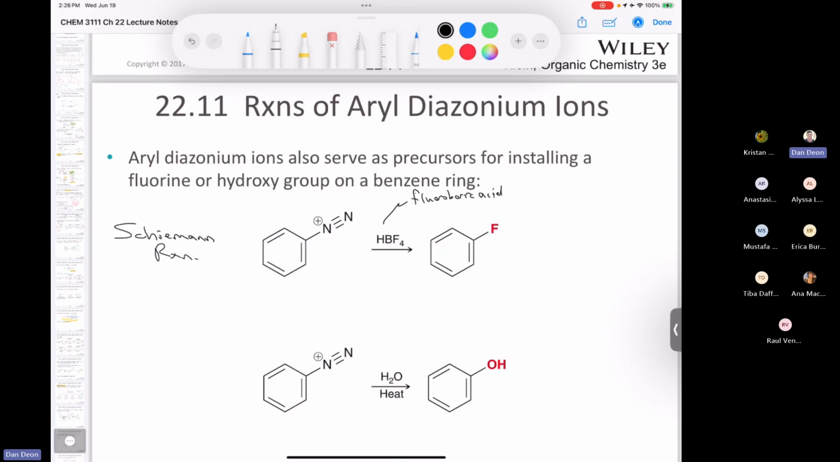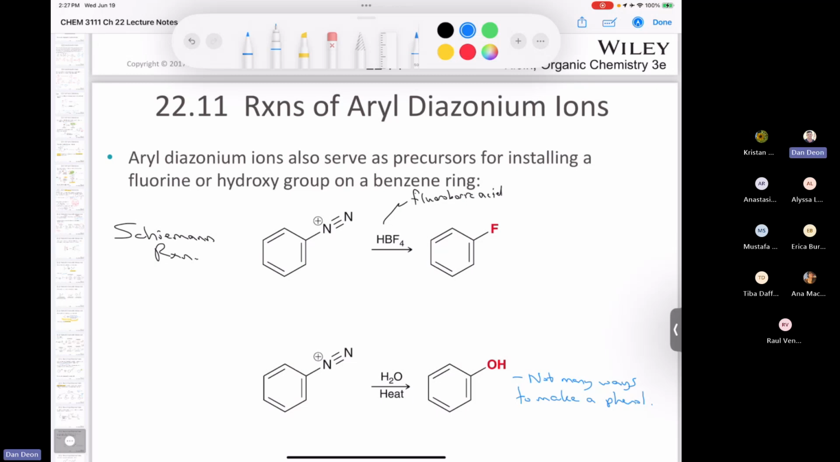And the other one, the last one, is just treating the diazonium salt with water and cooking it up. That makes a phenol. And I always make a point of telling my students that there are not many ways to make a phenol. What did we have? SNAr or something like that. So there's not a lot of ways that we have to make a phenol. So that's kind of cool.